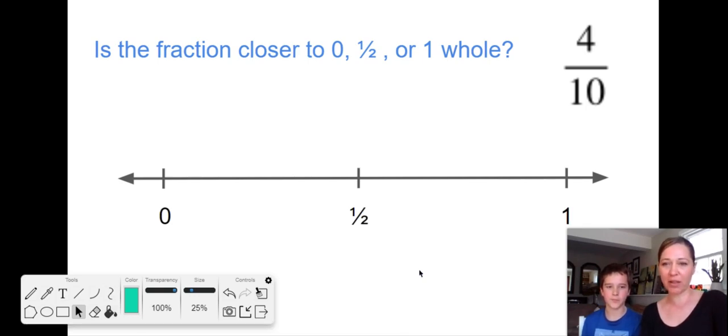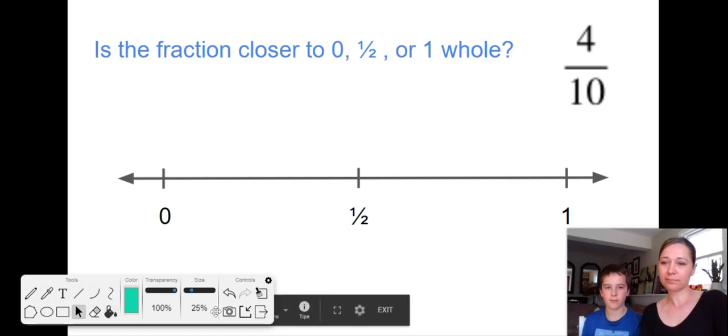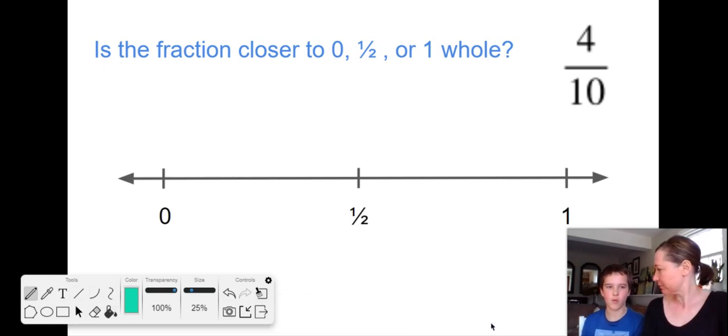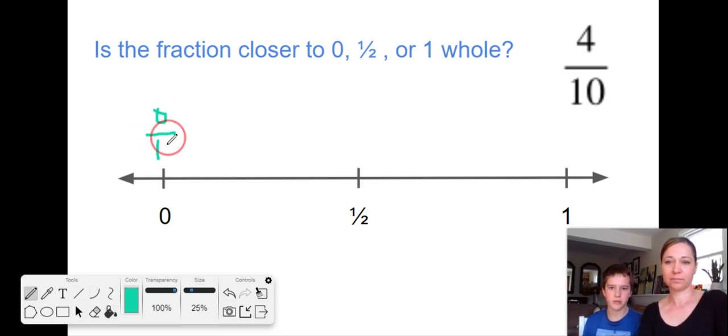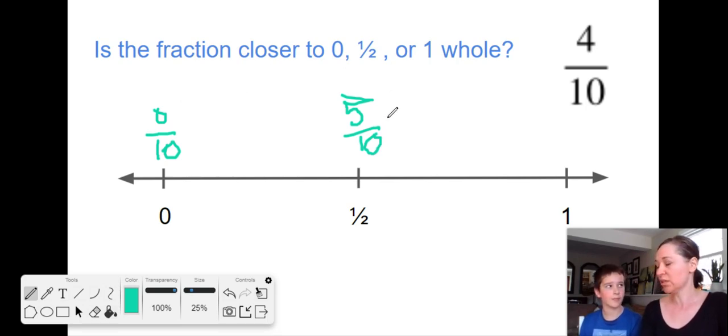4/10. Go ahead and take a second to think about that one. All right, Dane, what do you think? Well, once again, 0 is 0/10, 1/2 is 5/10, and 1 is 10/10. Yeah, what I'm hearing you say is that you can be thinking about these benchmark fractions each time, 0/10, 5/10, to think about 0 and 1/2 when you're looking at these fractions.